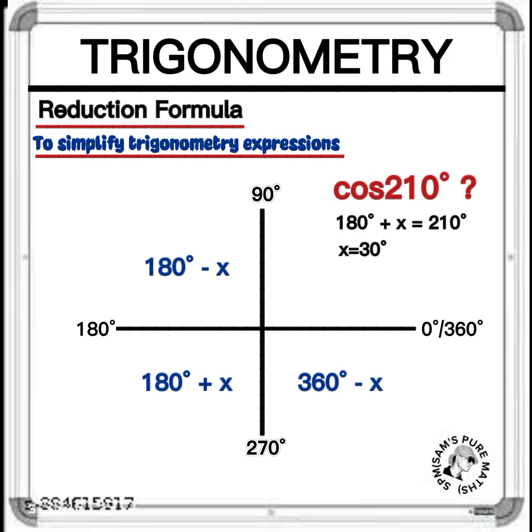Since we are dealing with cos, we write cos 30 degrees. 30 degrees is a special angle. Cos 30 degrees is root 3 over 2. Remember, we are dealing with the third quadrant. Since cos is negative in the third quadrant, our answer is going to be negative. So our answer is negative root 3 over 2.